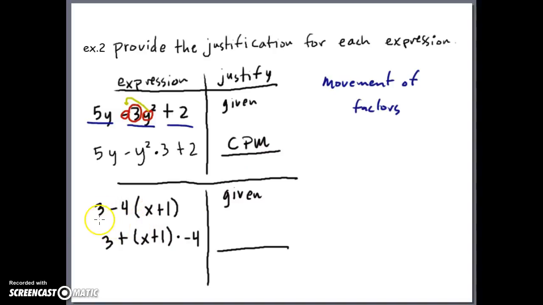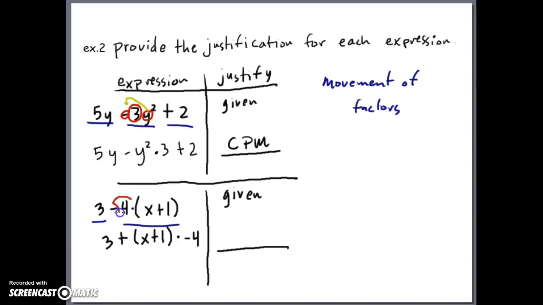If you look at the next example, we've got 3, that's one term, minus 4 times, remember, minus 4 times. So this is a factor right here. Minus 4 times x plus 1. This makes up this second term. And within the second term, we have two factors. We've got a factor of negative 4.